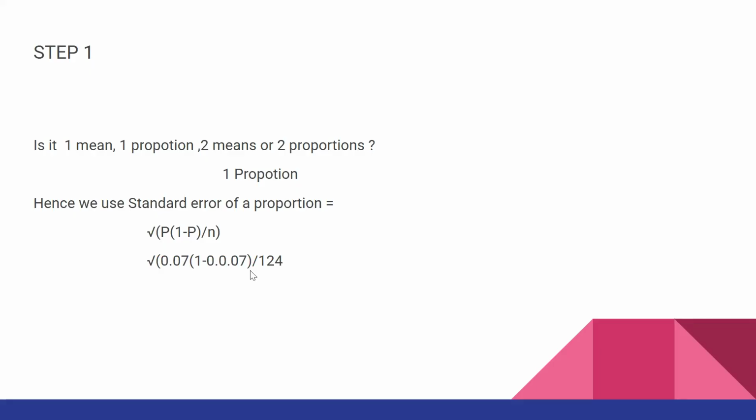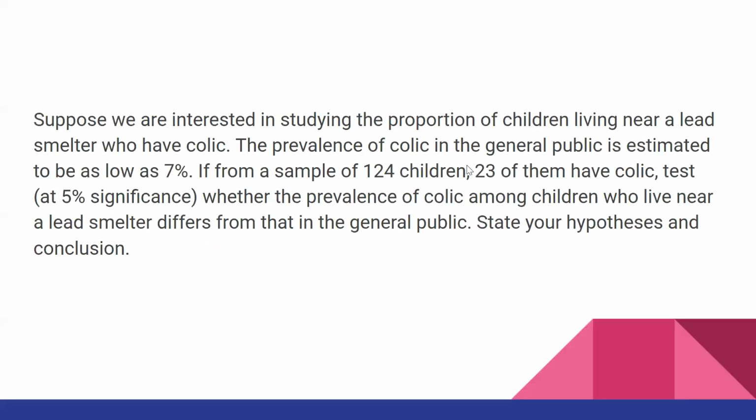Where is the 0.18 coming from? It's coming from here. This is the proportion. If you do 23 divided by 124, that will be the proportion of the sample. So 7% is the proportion of the general population, so 0.07. And then the proportion of the sample is 23 divided by 124, which is 0.18. Yeah, 124, not 125, 124.